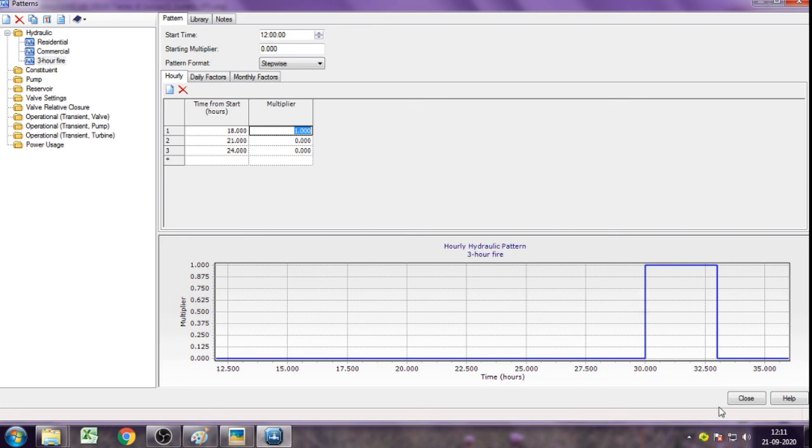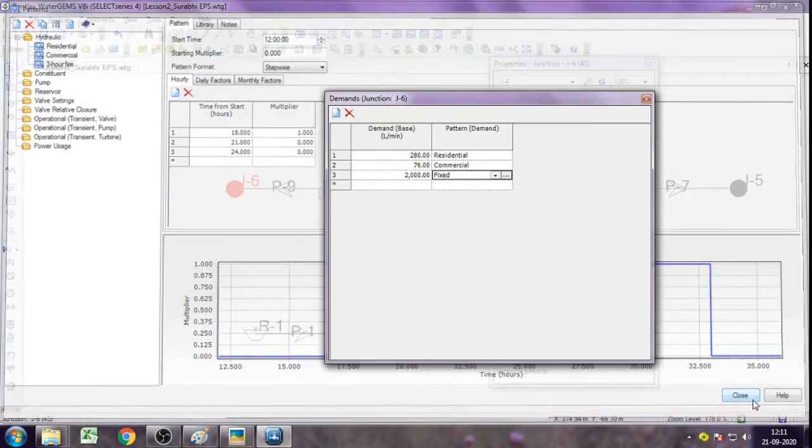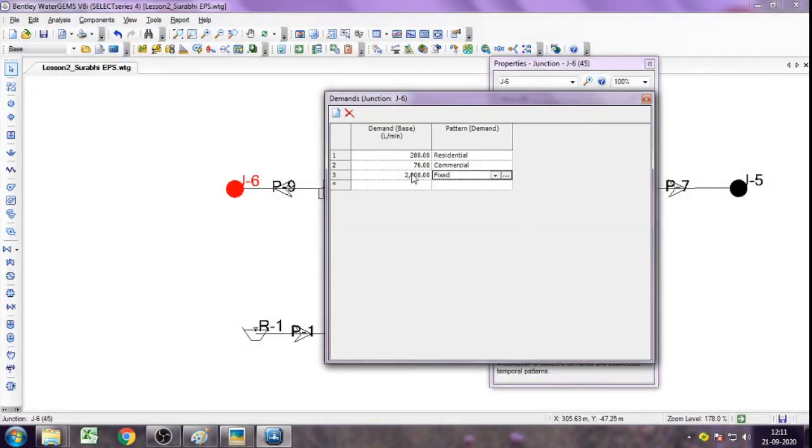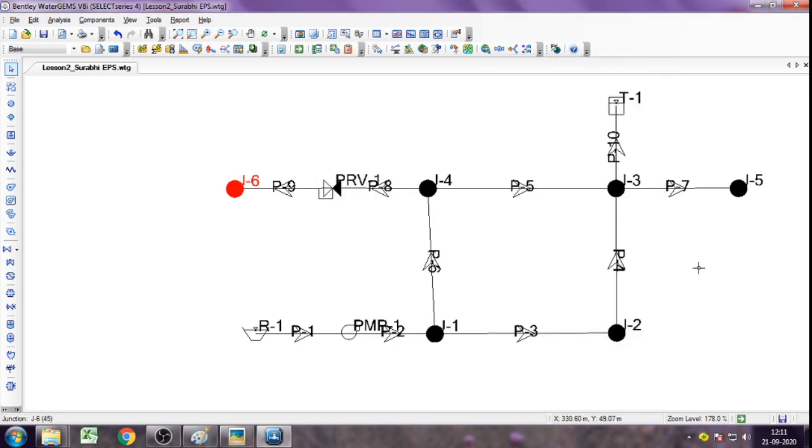You can see here in the graph also very clearly that during this time the water requirement is 0 for the fire purpose. And during these 3 hours the water demand has suddenly shot up to 2000 liter per minute, that is multiplier into 2000, which is giving the 2000 liter per minute. Right, now close this, and now that we have defined the pattern, we will select this pattern for 2000 liter per minute. So this is about how we can do another case for junction number 6.